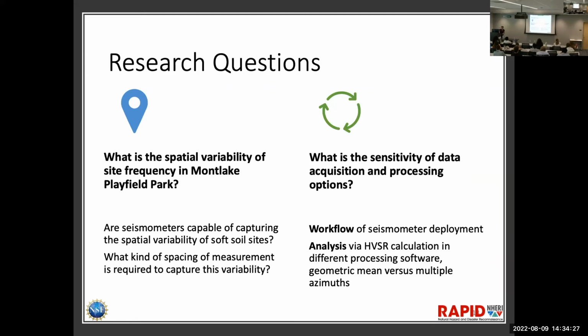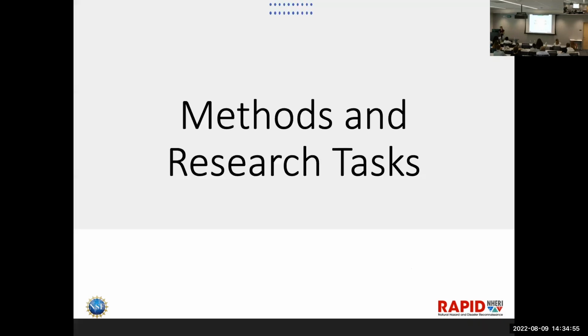The research questions I've specifically been working on are: what is the spatial variability of site frequency in Montlake Playfield? Within this, are seismometers capable of capturing this variability, and what kind of spacing is required to capture it? Then, looking at the actual best practices of acquisition and processing: the workflow of seismometer deployment and the metadata collection, and the analysis of HVSR calculation in different processing software like HVSR Web versus Geopsy, and calculating HVSR via geometric mean versus multiple azimuths.